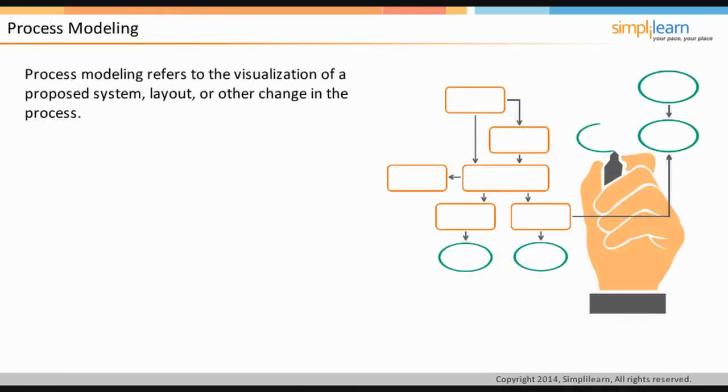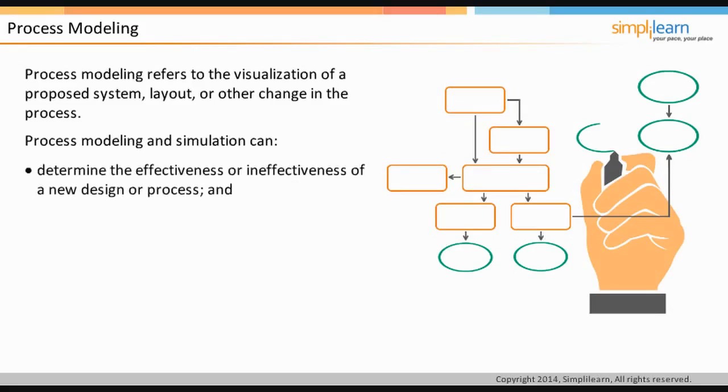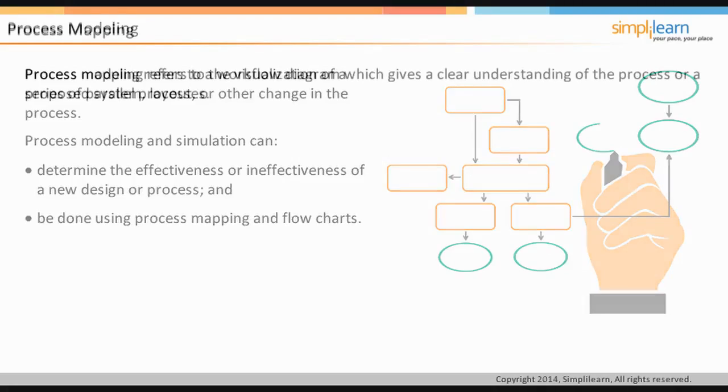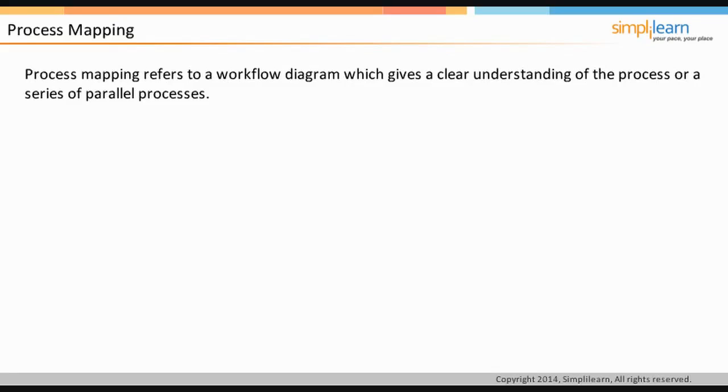Process modeling refers to the visualization of a proposed system, layout, or other change in the process. Process modeling and simulation can determine the effectiveness or ineffectiveness of a new design or process. They can be done using process mapping and flowcharts. We will learn about these in the forthcoming screens. Let us understand process mapping in this screen.